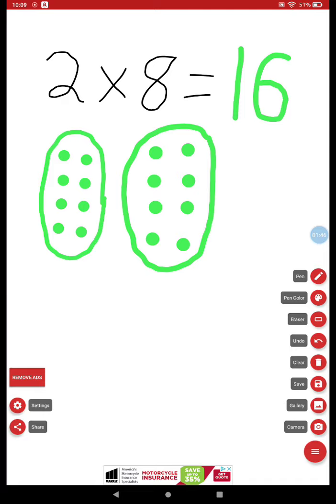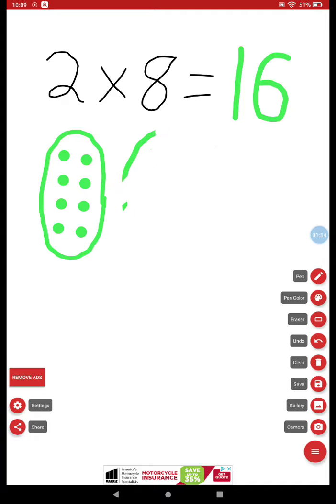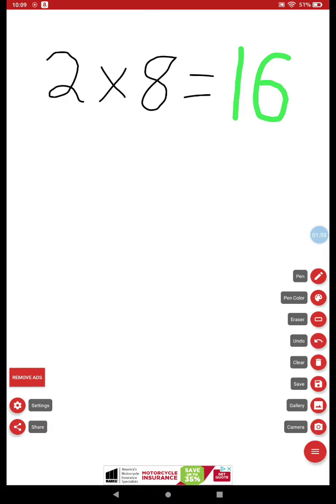All right, remember how I said there was another way to look at it? Well, let's look at that other way, shall we? Another way I could think of multiplication instead of 2 groups of 8 would be 8 groups of 2. So let's try that. 1, 2, that's a group. But I need 8 of them.